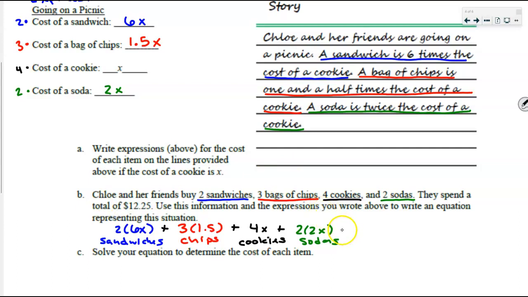Ivan? Yeah, an equal sign. And what does it equal to? It equals the $12.25. So we were able to take all of that information that was in the story. We were able to write it as an equation. Now that it's written as an equation, now we can solve it.